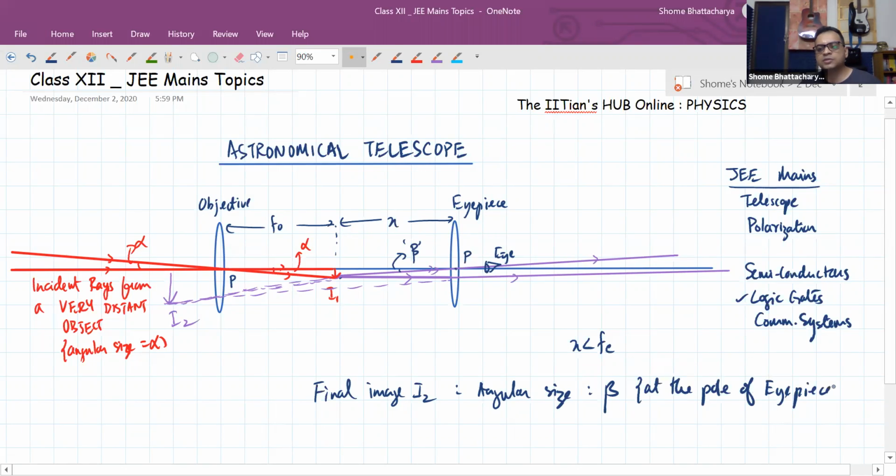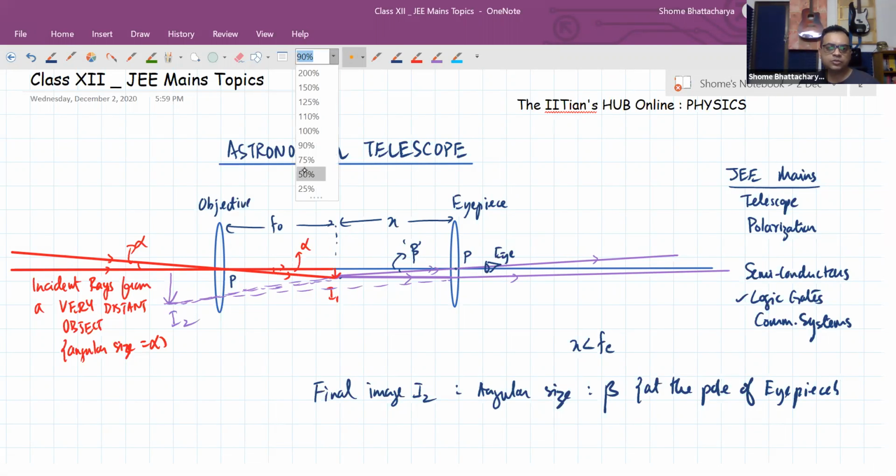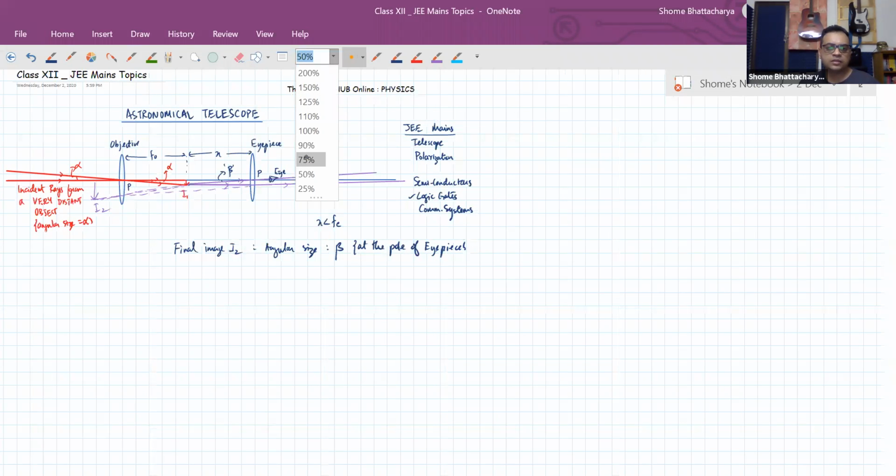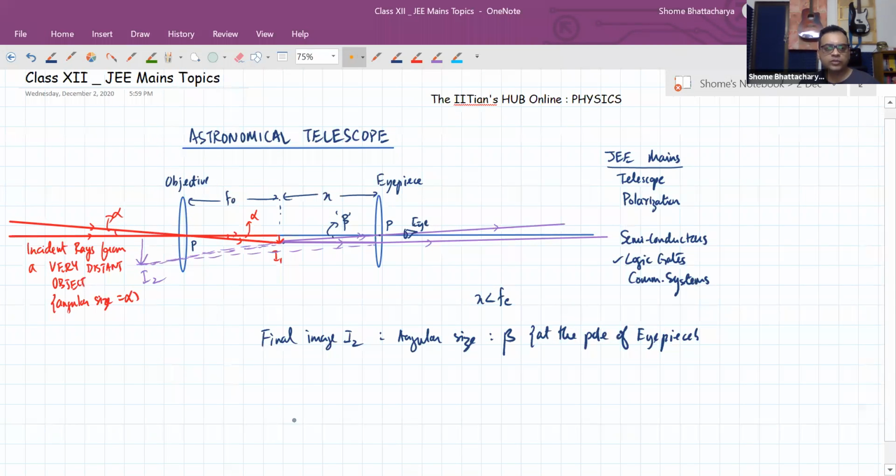So you neglect the distance between the eyepiece and the eye. Looking into the eyepiece, you're seeing the angular size of the final image I2. Whereas if you did not have the optical instrument, then you would directly be looking at the very distant object from the position where the pole of the objective is. So the natural angular size is that without any instrument, without any telescope.